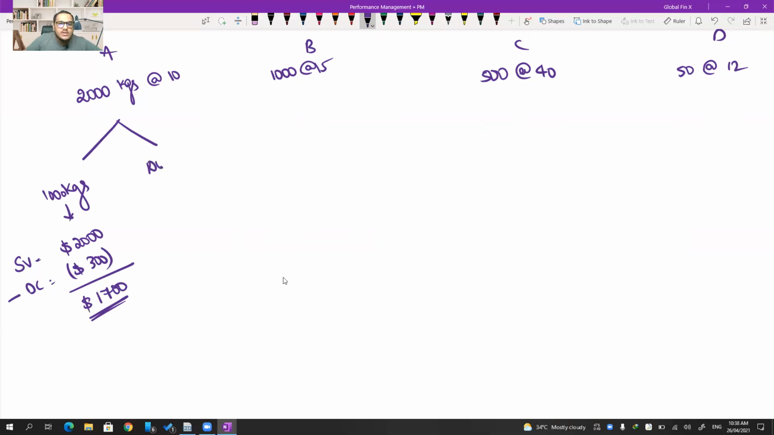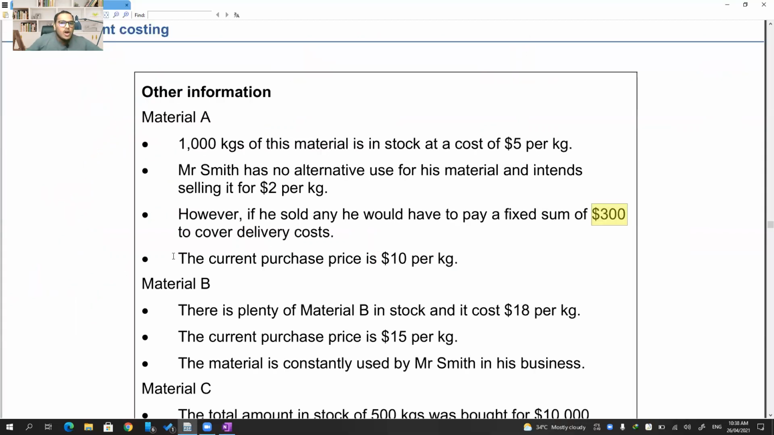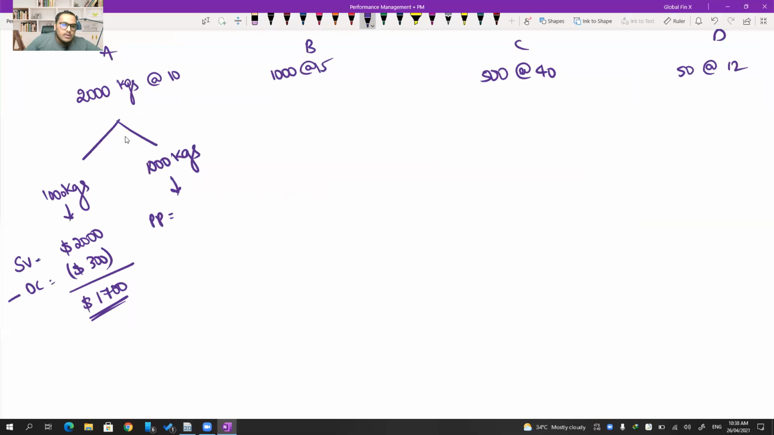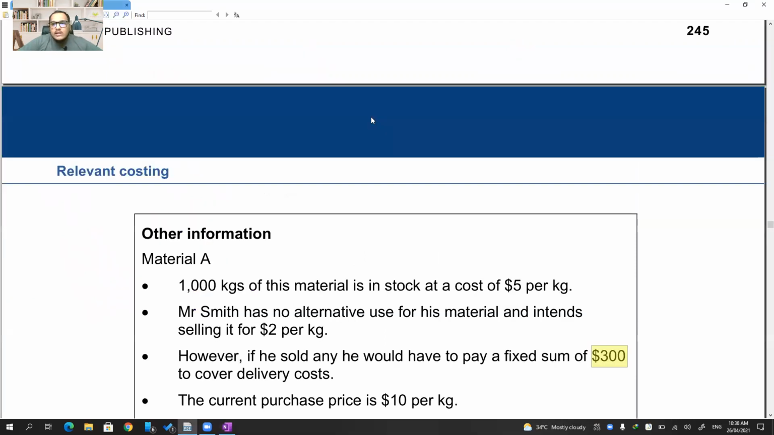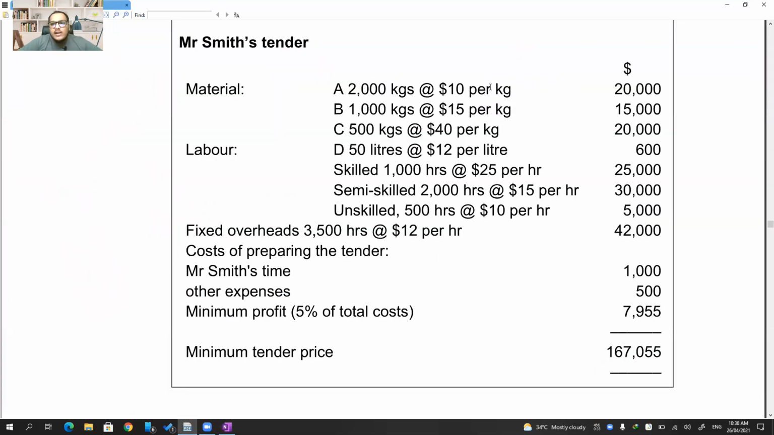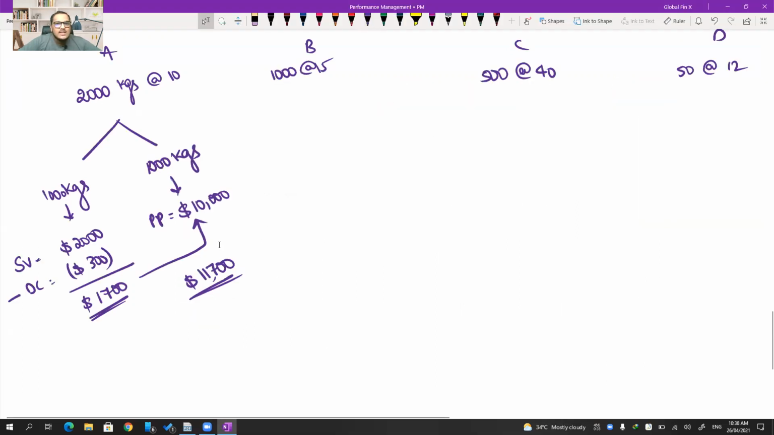Remaining 1,000 kgs, what we have to do, sir? We have to purchase from market. So purchase price is equal to how much? $10 per kg. $10 into 1,000 is 10,000. So total relevant cost of material A will become 11,700. That is material A relevant cost. How much did he include in this 2,000 kgs into 10? He included 20,000, but actually the relevant cost is only 11,700.